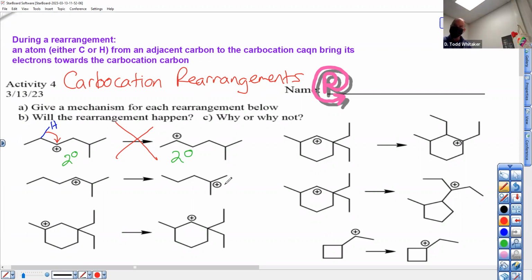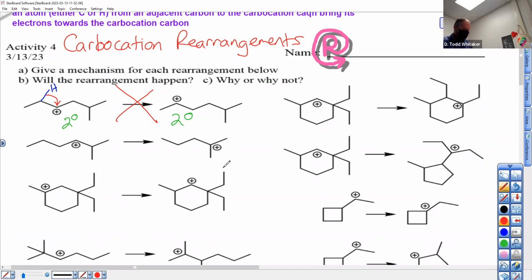I think we got a winner here, though. Is it an H or a C that moves? It's an H from the iso position, correct? There's an H over here. That H doesn't exist in the product. So there's your mechanism and there's your check mark saying yes. Why did it happen? Why or why not?